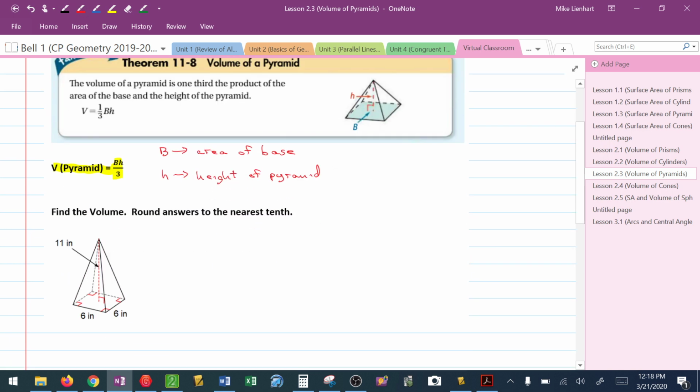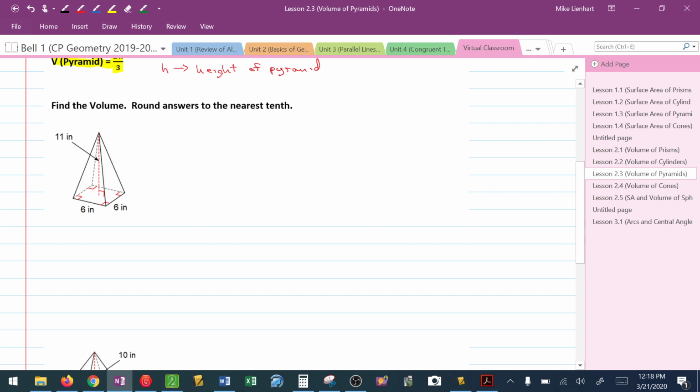All right, so we're going to round our answers to the nearest tenth here, same as we did before with prisms. Identify what your base is. So I see my base down there, and I know that the volume is big B times H divided by 3.